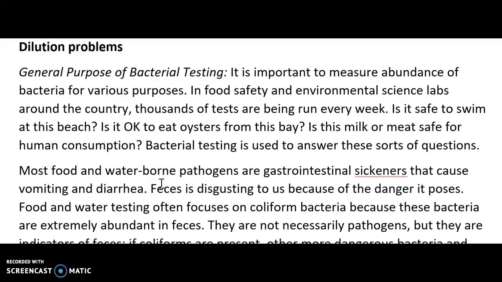In the previous video, I talked about scientific notation, why numbers are important. Now to the dilution problems. First I wanted to just back up a little bit.